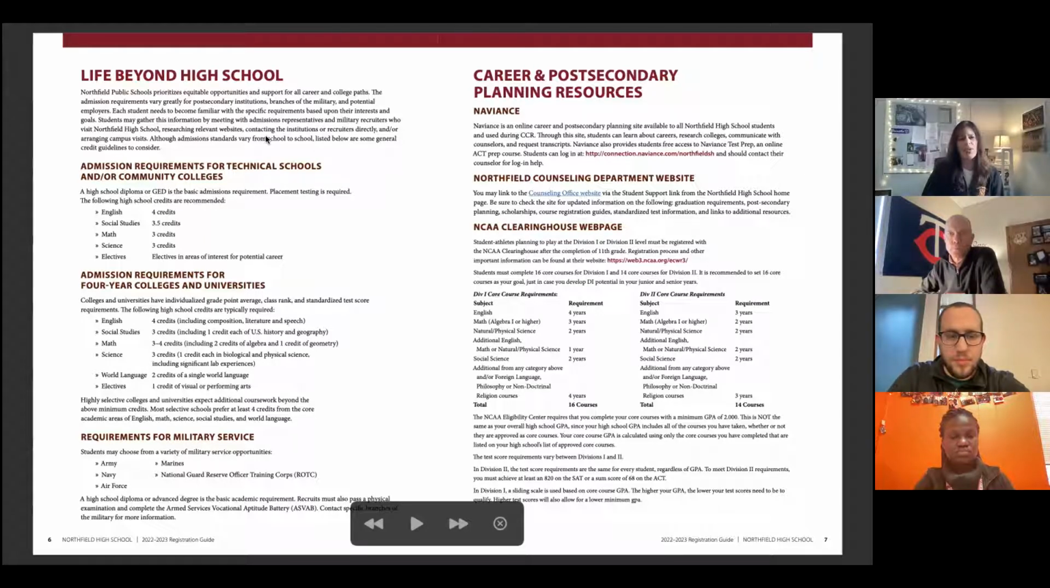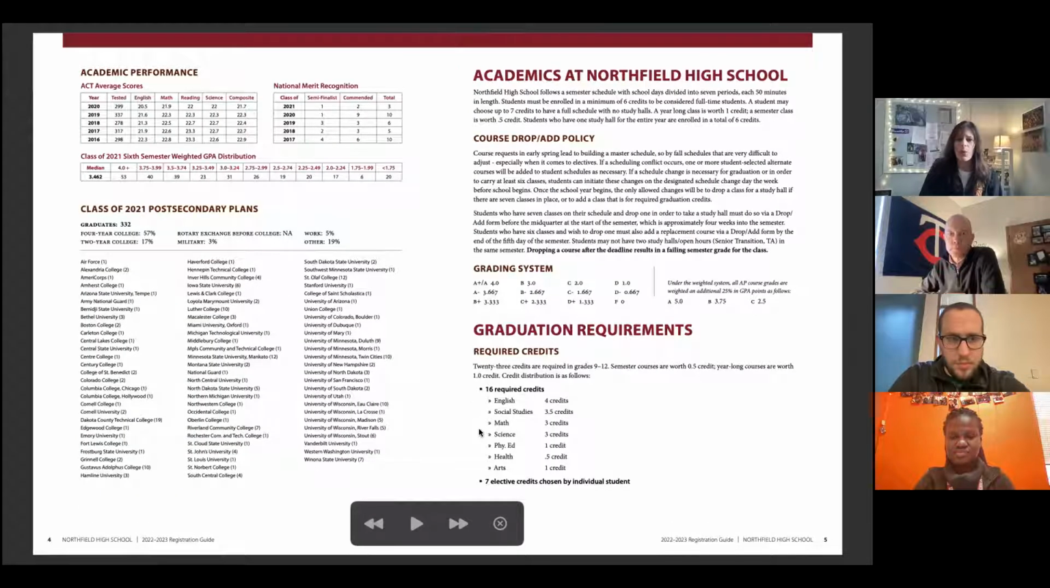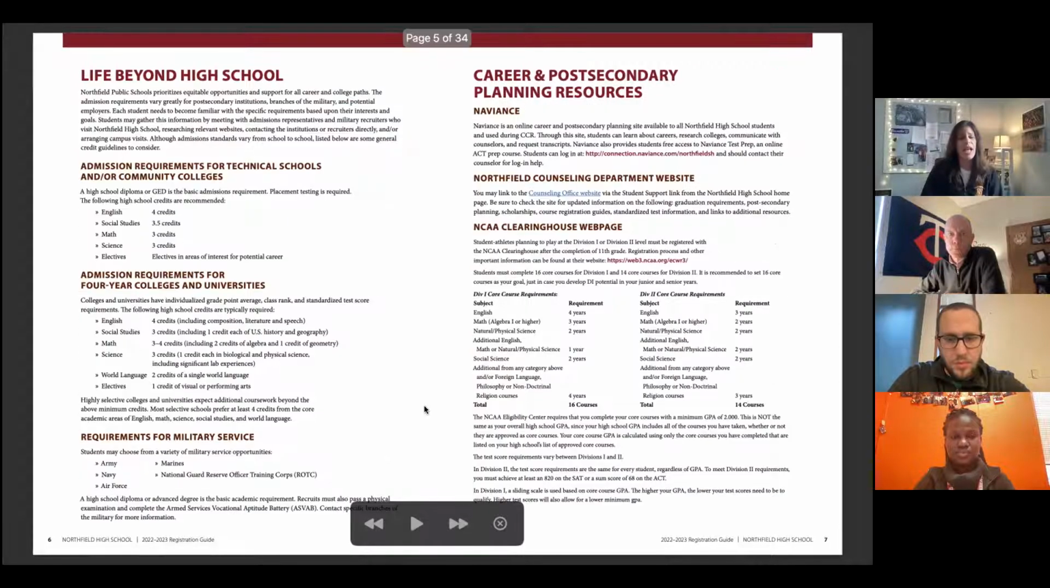But depending on what you're wanting to do after high school, you might need some other courses or classes. So you didn't hear world language as being a requirement for high school graduation. There's nowhere here that shows world language. However, many four-year colleges or universities would require a minimum of 2 credits of a world language.